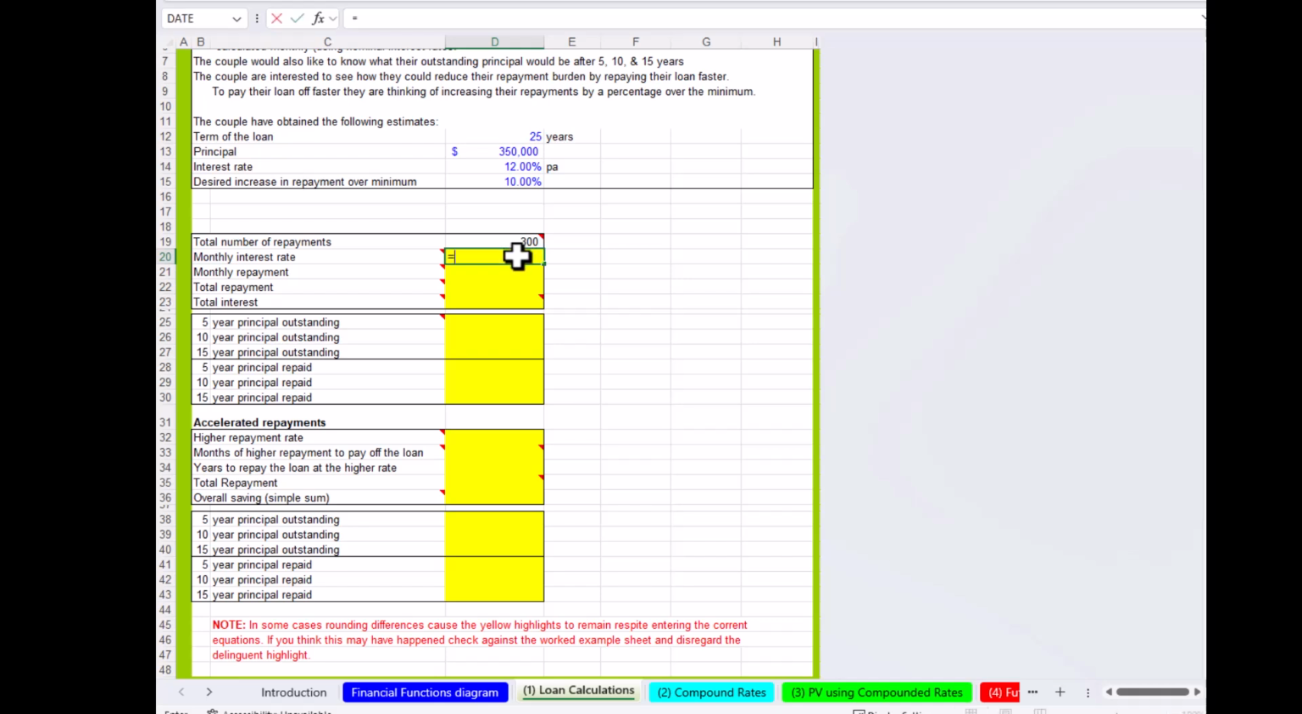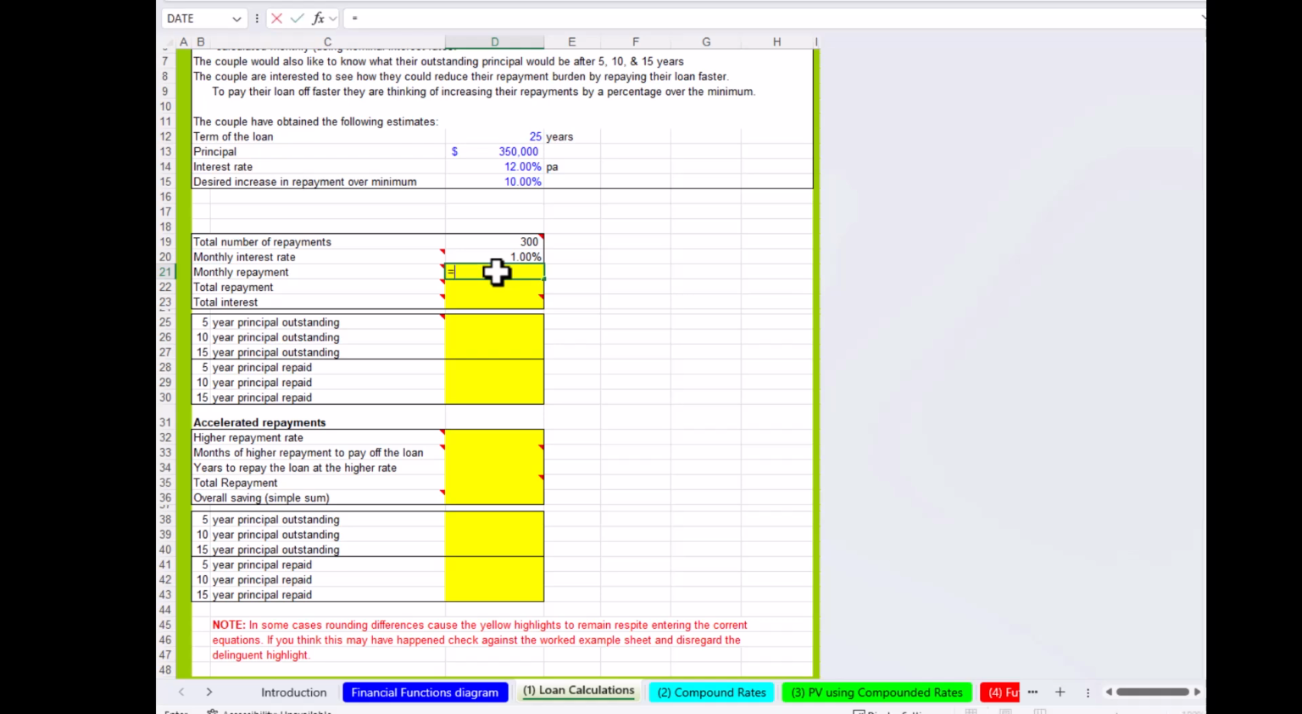Likewise, the monthly interest rate. Here the monthly interest rate is simply going to be the annual interest rate divided by 12 months. Now this is the simple nominal monthly interest rate, and I use nominal interest rates because that's what banks use when they're working out loan calculations. It actually makes the banks a little tiny bit more money than if they were to use effective interest rates. But most borrowers don't notice, and the banks are quite happy.